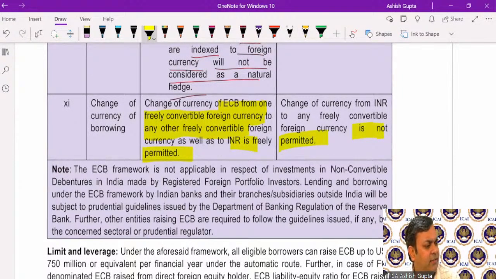I think that is clear. Okay, so that is change of currency. So in FCY that is permissible. You can change into any foreign currency. You can change into Indian currency. However, if ECB is raised in INR, then this change is not allowed.